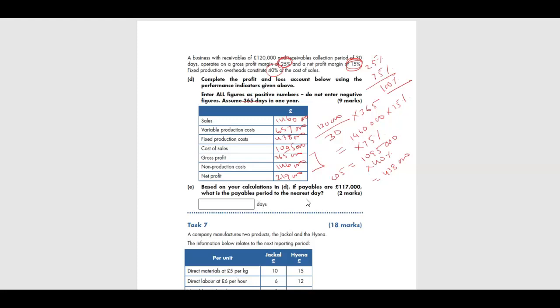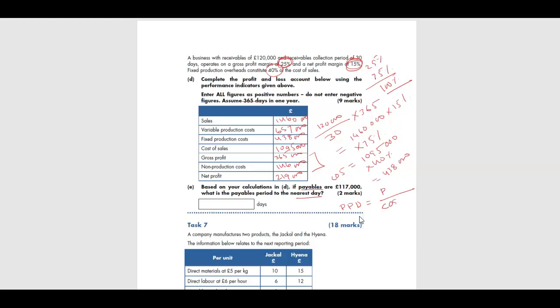The next one we have here, it says, based on your calculation in D, if payables or purchase ledger control are 117, what is the payable period to the nearest day? So we already know the payable period days. How to calculate that? We write the payables on the top, and on the bottom we write cost of sales, and we multiply by 365. So let's say our payables is 117.